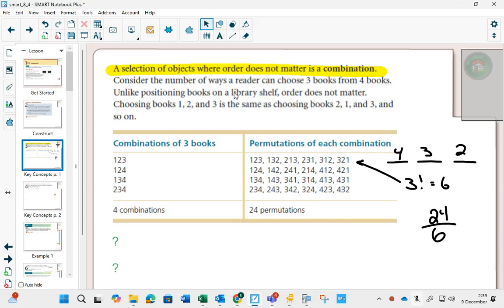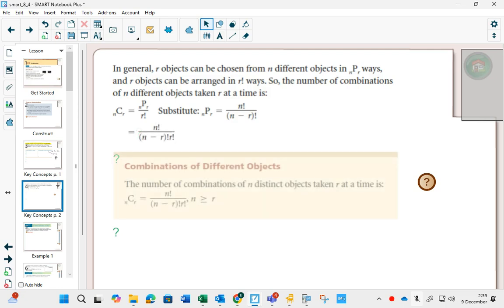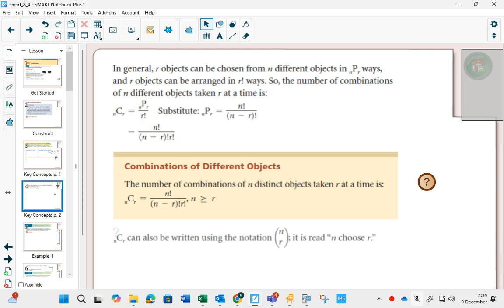If the order doesn't matter, it's a combination. And the combination formula just says, take your permutation formula and divide by R factorial, however many items you have, that's how many ways they could be arranged. You have to divide those identical objects out. So the formula becomes here, and this is at the top of page 723, and we will use this a lot.